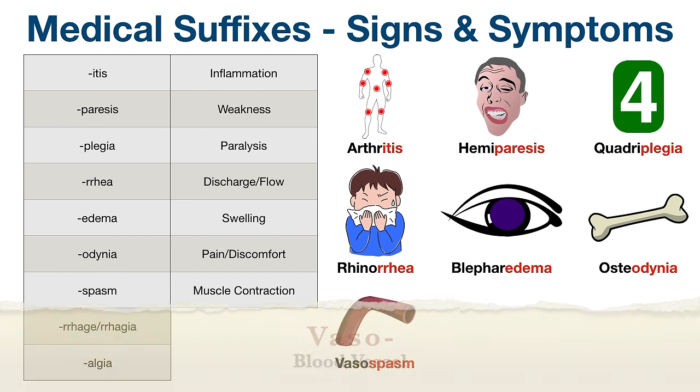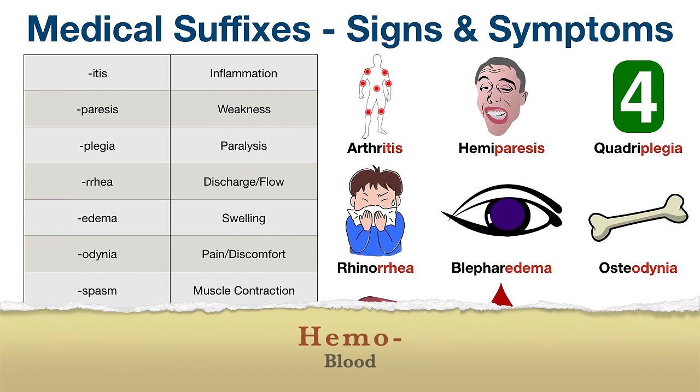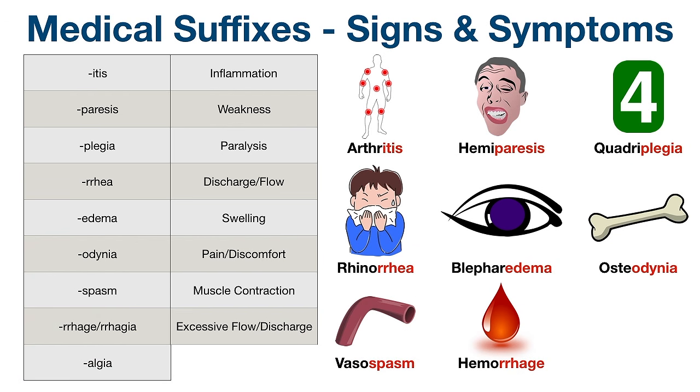Moving on to rrhage or rrhagia, this means excessive flow or discharge. You can think of hemorrhage, which is the copious or heavy discharge of blood from a blood vessel. And this makes sense because hemo means blood. It can be easy to confuse this with rhea, so be careful.